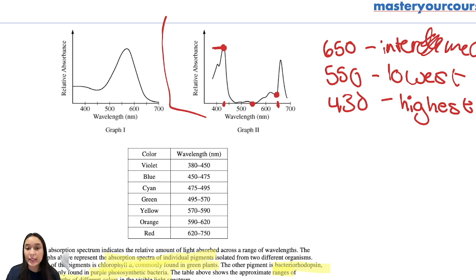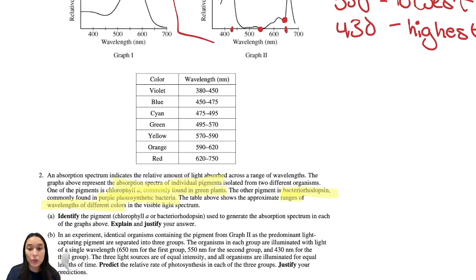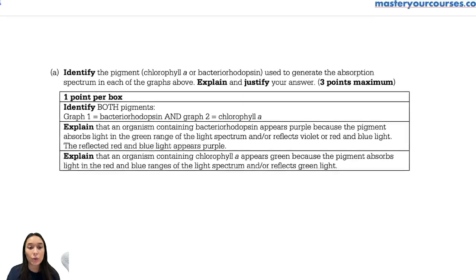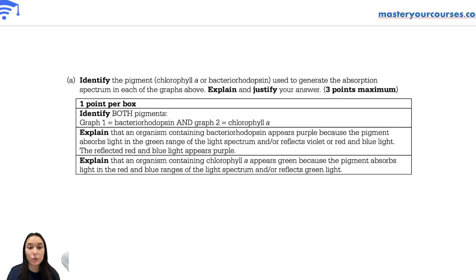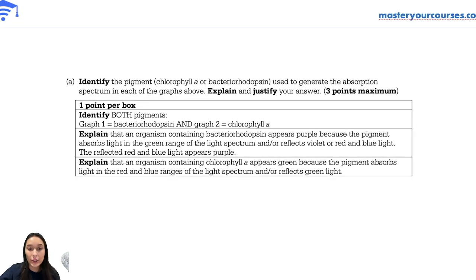So part A was identifying which pigment was which and then explaining why. So this is the answer guide for this one. You had to identify both of the pigments and then you get 1 point each for explanation. So we said that graph 1 was Bacteriorhodopsin and graph 2 was chlorophyll A, so that is 1 mark.